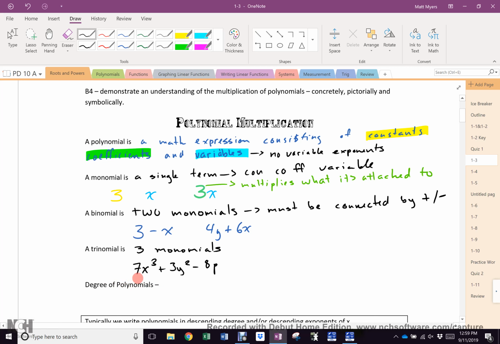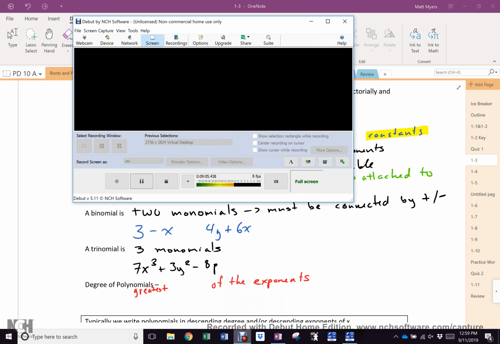Degree of polynomials is simply this. It is the sum. Please write that. Sum of the exponents. Oh, I forgot a word there. I always do. Greatest. Oh, we're out of time. I guess we'll take this up tomorrow.